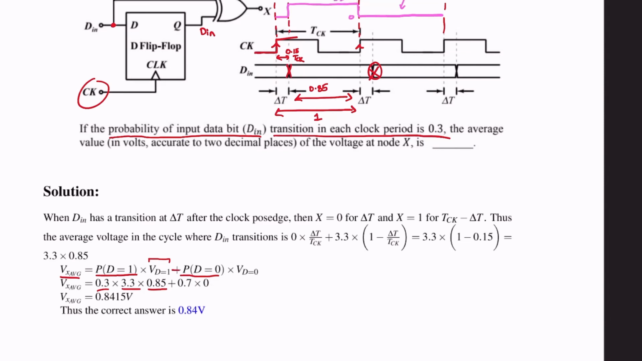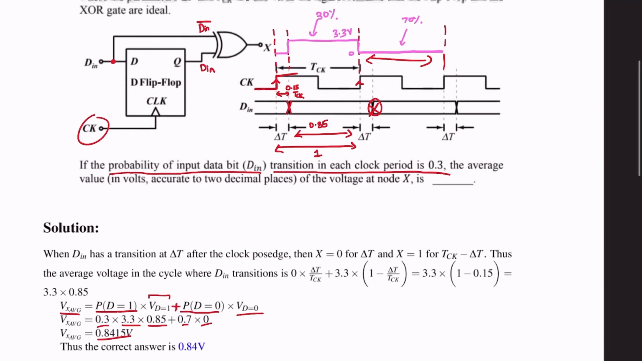And of course, the probability that D is equal to 0 times the average voltage for when D is equal to 0. So when D does not have a transition, the voltage is 0 throughout, as you can see here. And so it's 0.7 into 0. So this works out to be 0.8415, and rounding off to 2 decimal places, it's 0.85.